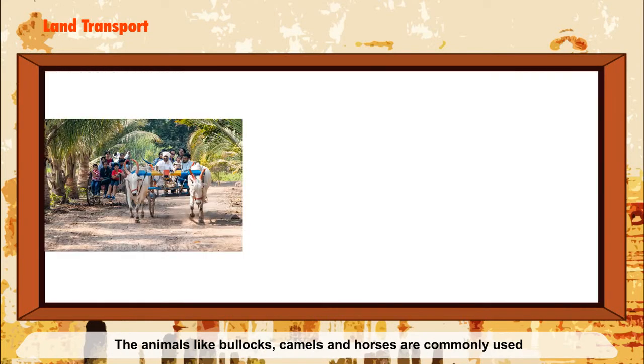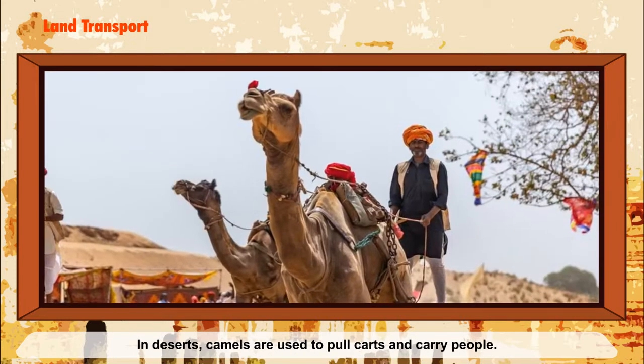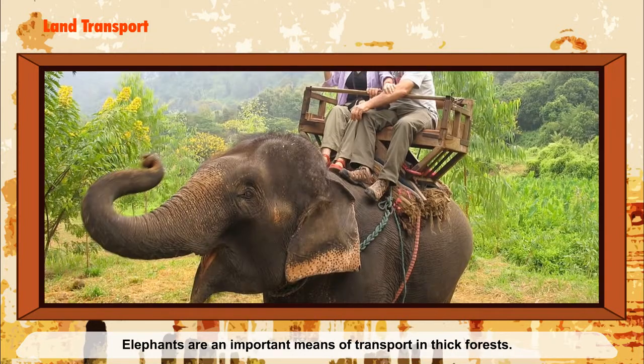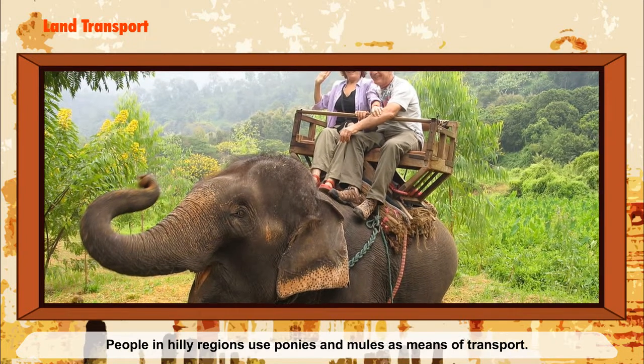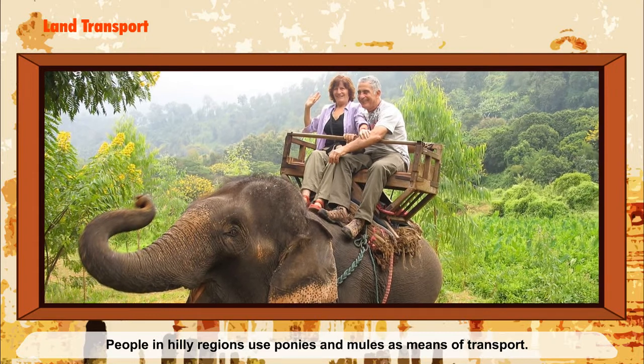Animals like bullocks, camels and horses are commonly used as means of transport in villages, deserts and mountains. These are the oldest means of transport. In deserts, camels are used to pull carts and carry people. Elephants are an important means of transport in thick forests. People in hilly regions use ponies and mules as means of transport.